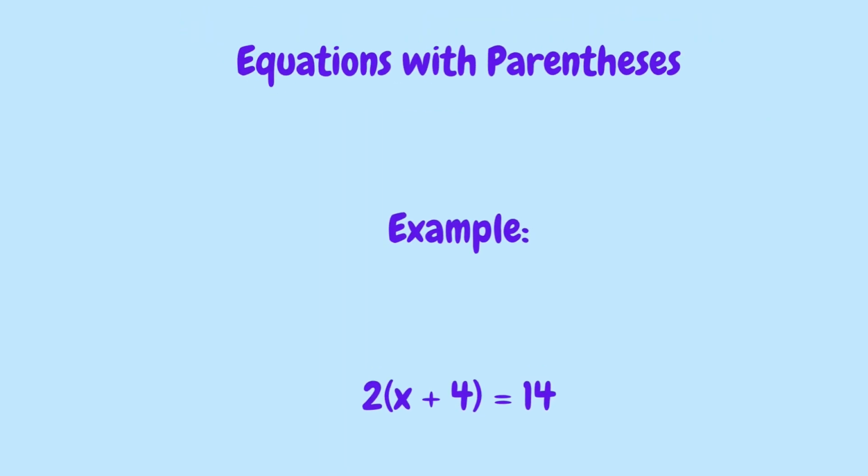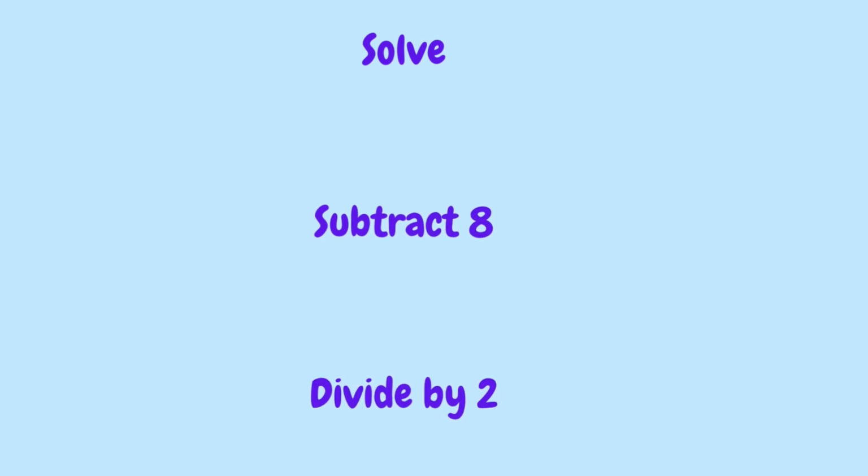Now parentheses. Everyone is afraid of how to solve the parentheses equations. So now here it is. For example, 2 times (x plus 4) is equal to 14. We will distribute it. 2x plus 8 equals 14. Now solve. Subtract 8 and divide by 2.